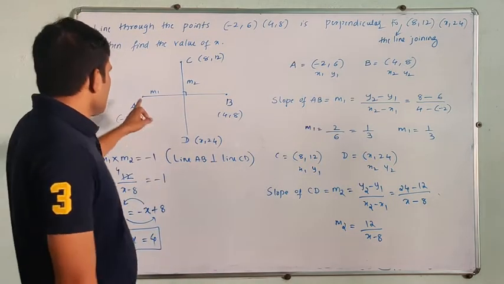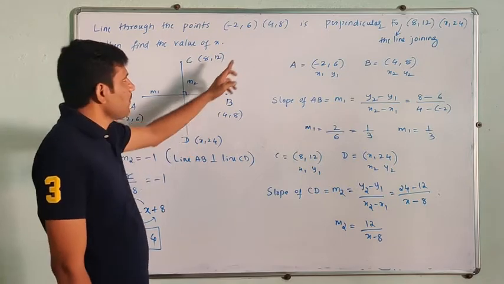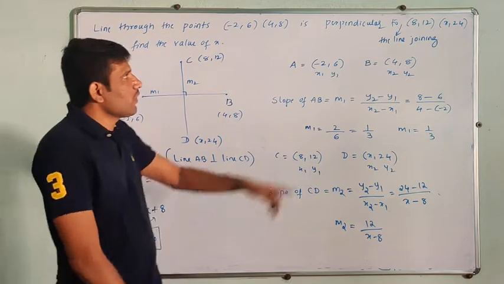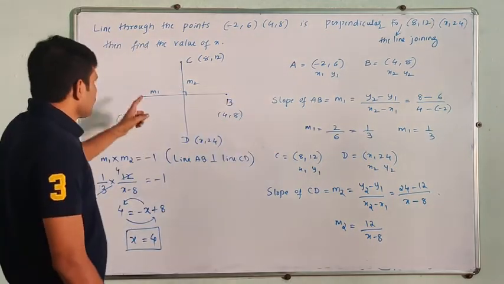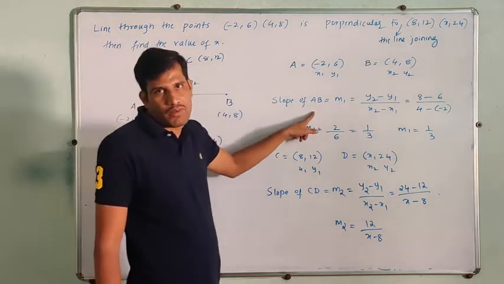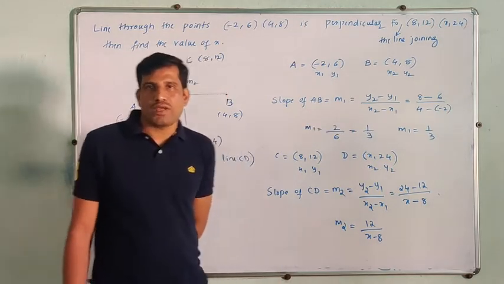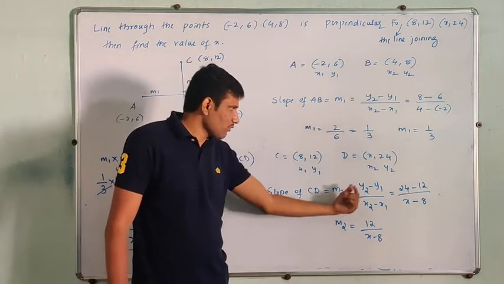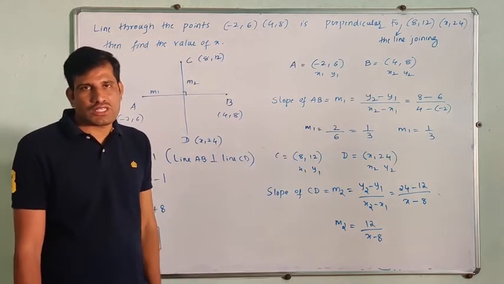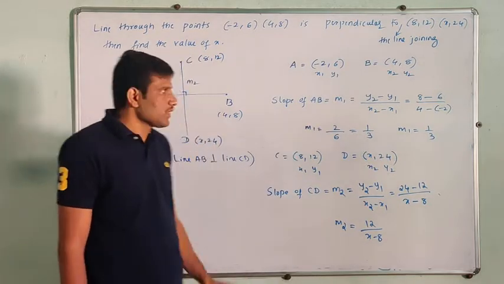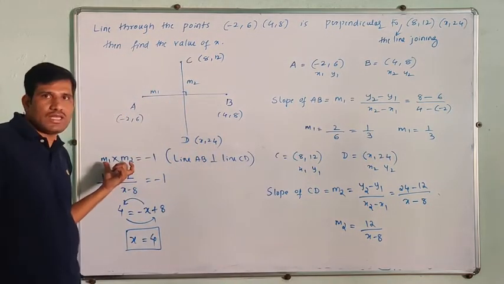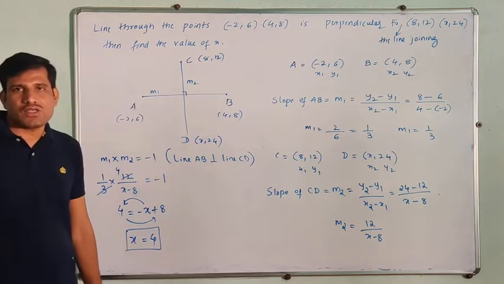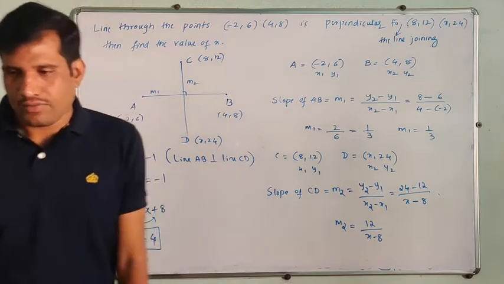Is it clear, students? So first they are given the coordinates of AB and the coordinates of CD. There are two lines and the two lines are perpendicular. You have to find the value of x. So by using the coordinates of A and B, first find the slope of AB, that is m1, y2 minus y1 by x2 minus x1. By using the coordinates of CD, find the slope of CD, again y2 minus y1 by x2 minus x1. Use the same formula, so you get m1 and m2. Since the two lines are perpendicular, use the relation m1 into m2 is equal to minus 1. Finally get the value of x. Is it clear?